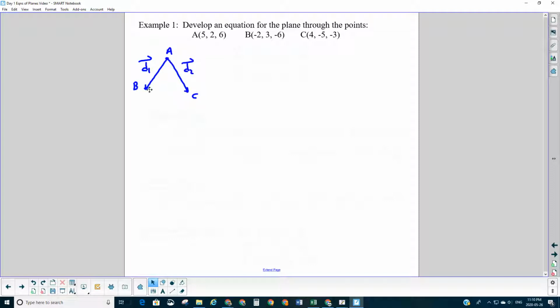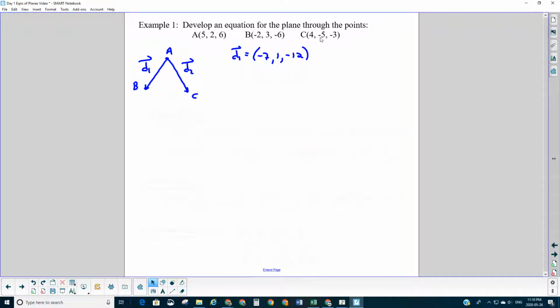Now, of course, you could have done BC. That would be equally fine. You would get a third different direction vector, but we just need two of them. So why not just use these two? So AB came from B minus A. If I subtract this, -2 minus 5 is -7, 3 minus 2 is 1, and -6 minus 6 is -12. And that's D1.